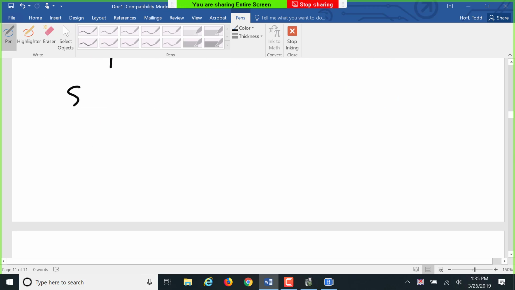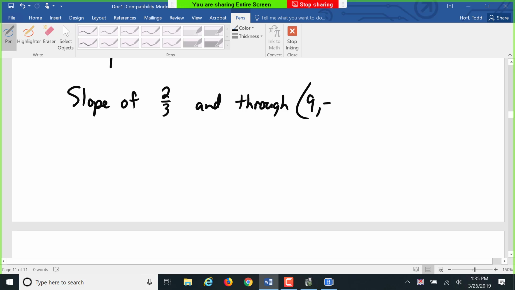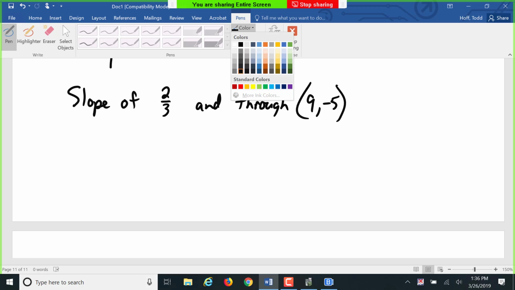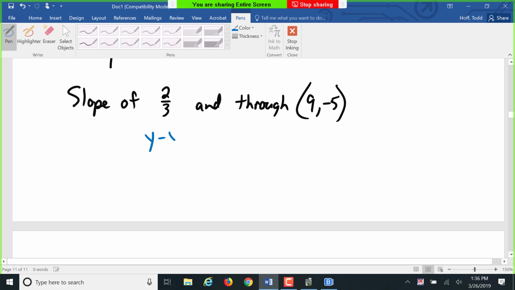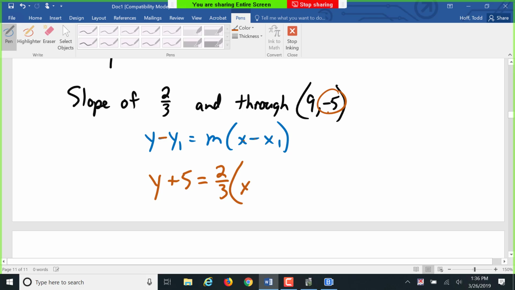If I'm given that it has a slope of 2/3 and goes through the point (9, negative 5), it's easiest to use point-slope form. y minus y1 equals slope times x minus x1. So y1 is negative 5, so minus a negative 5 becomes plus 5. Slope m is 2/3 times x minus x1. x1 is 9, so it's just minus 9. And there's the point-slope equation.